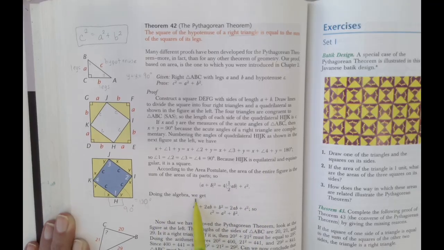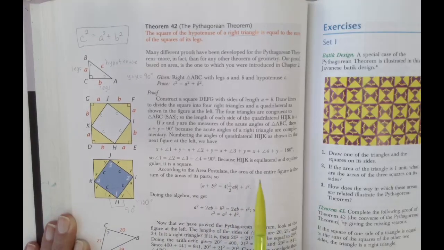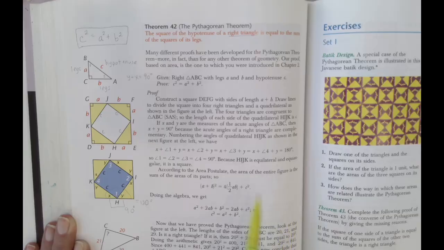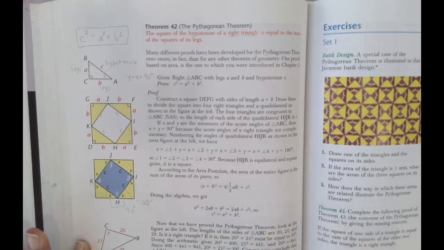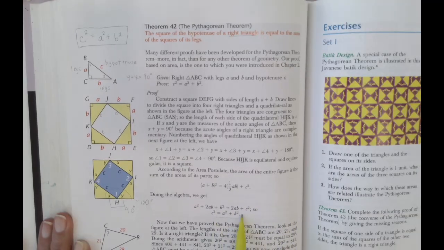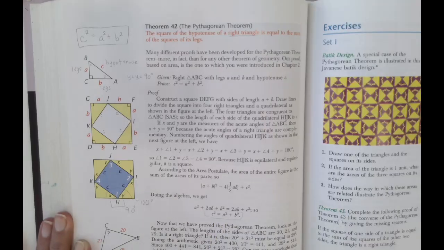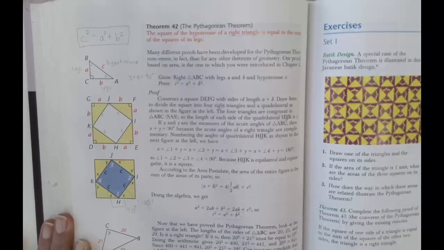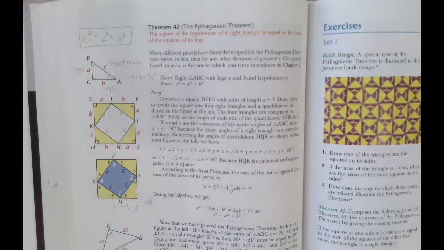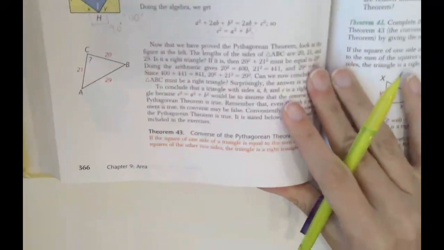When we do this algebra and simplify this expression, we distribute it all and simplify, we end up with the Pythagorean theorem. C squared equals A squared plus B squared. Very good. And so we only need to talk about one more theorem, and we have learned this entire chapter.